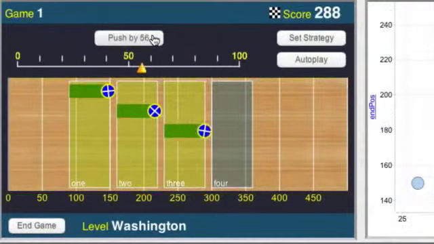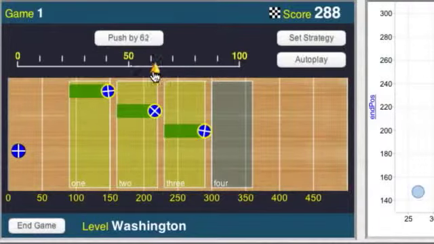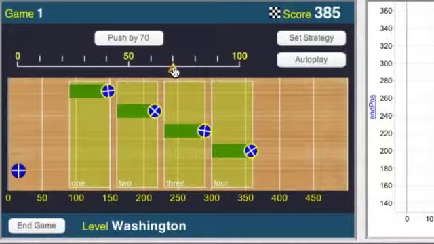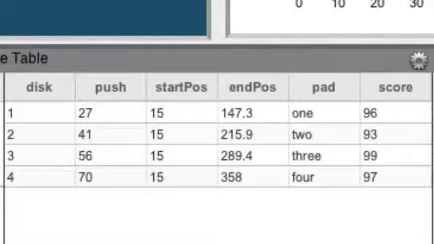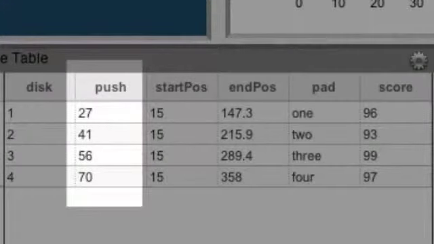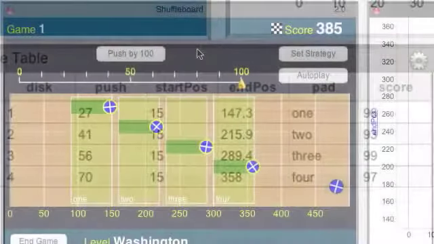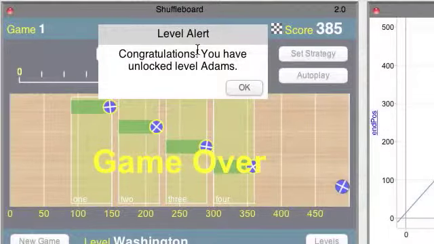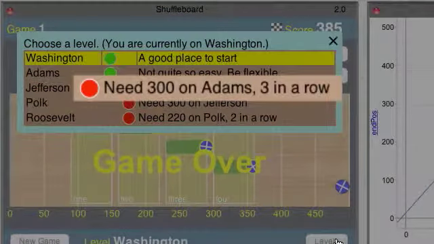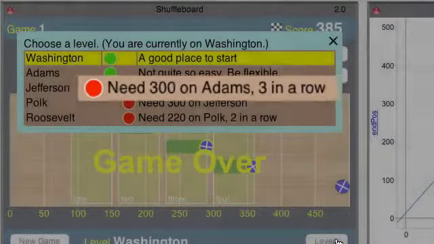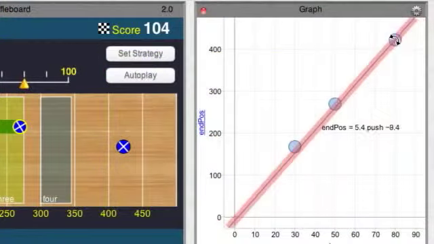So you know that the challenge of Shuffleboard is to get 4 discs as close as you can to the right-hand edges of the 4 scoring pads. On the first level, the Washington level, students guess and check and quickly find the 4 magic numbers that give you the best score. So let's concentrate on the next level, Adams, where the push factor changes every game, and you need 300 points 3 times in a row to move up to Jefferson. Magic numbers won't help. You need data.